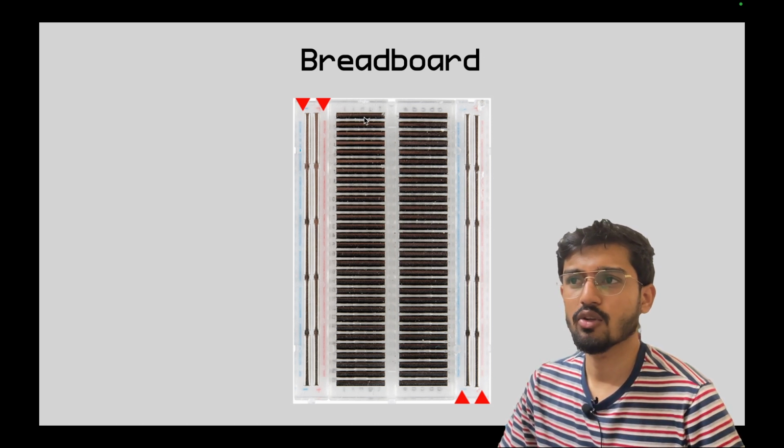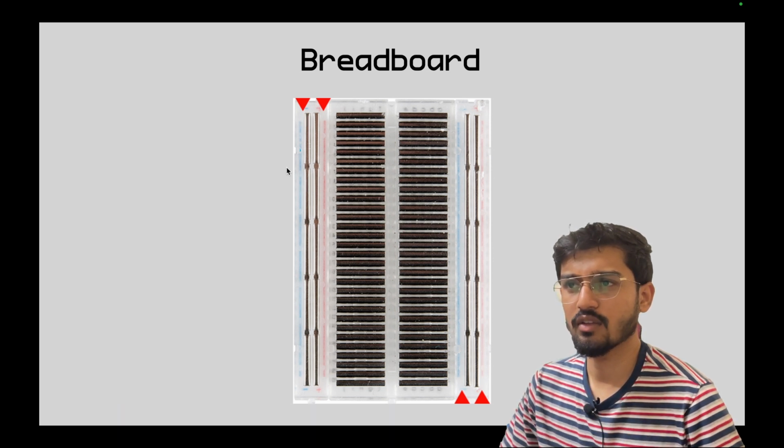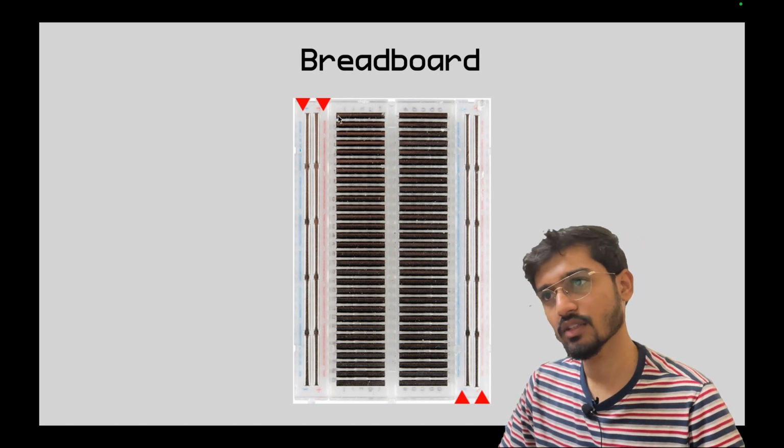You can see that the rows are shorted and the columns are shorted throughout the board. What I mean by that is the column is shorted all the way from the first hole here all the way to the last hole. But it's not the case with the rows.